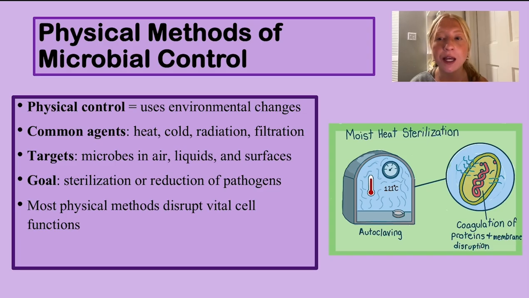methods of physical control. They target vegetative cells, spores, viruses, and fungi that are usually found in water, food, air, or medical equipment. And heat is the most widely used because it's more reliable and it'll denature the proteins and damage cell membranes. But there's also cold methods like desiccation, and radiation. They're used because they're very effective, and the goal is to either sterilize and eliminate all life, or just reduce the number of microbes to a safe level.